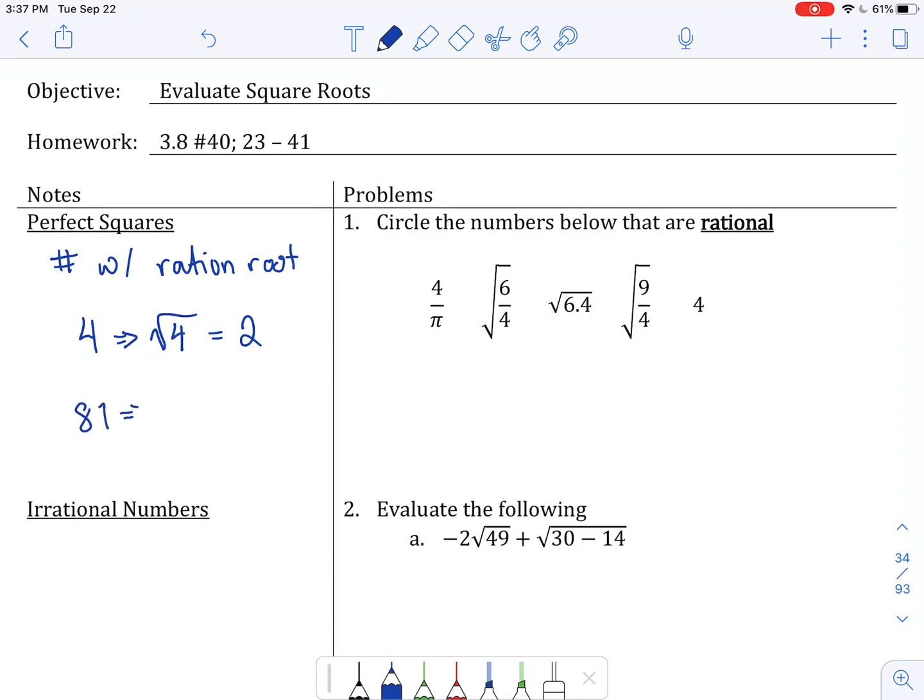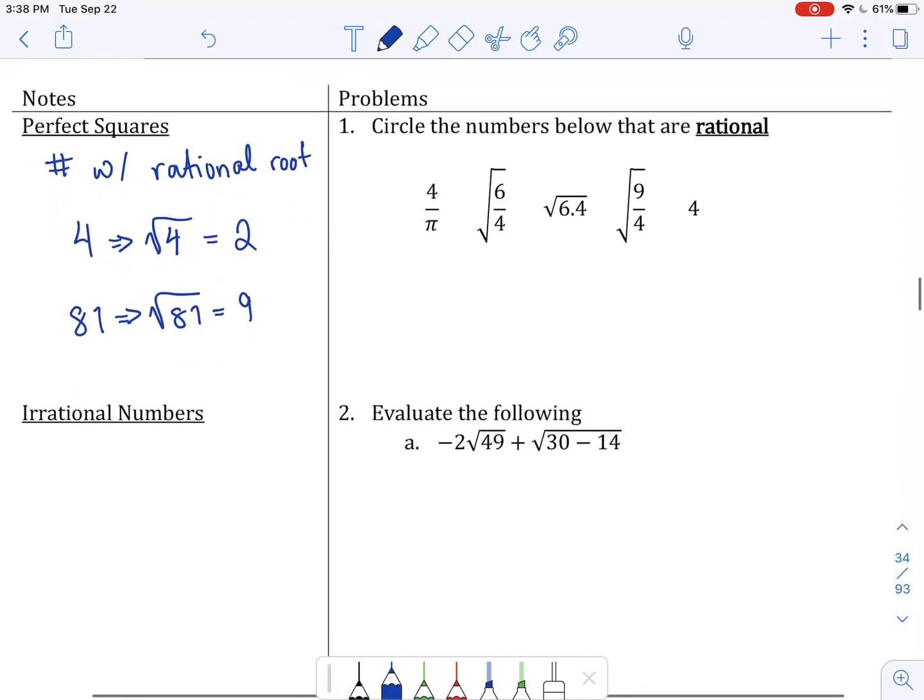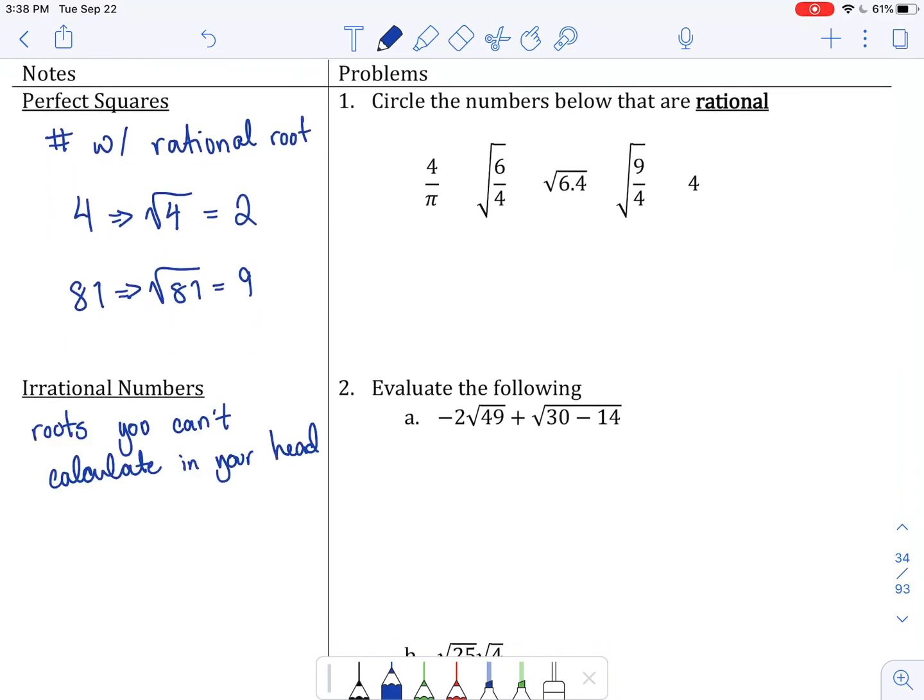81 would be another perfect square, because the square root of 81 is 9. So you can think of perfect squares again as ones that you know. A not perfect square would be maybe something like the square root of 7. The square root of 7 is not one that you know, and that means that it is an irrational number. So irrational numbers are roots you can't calculate in your head.